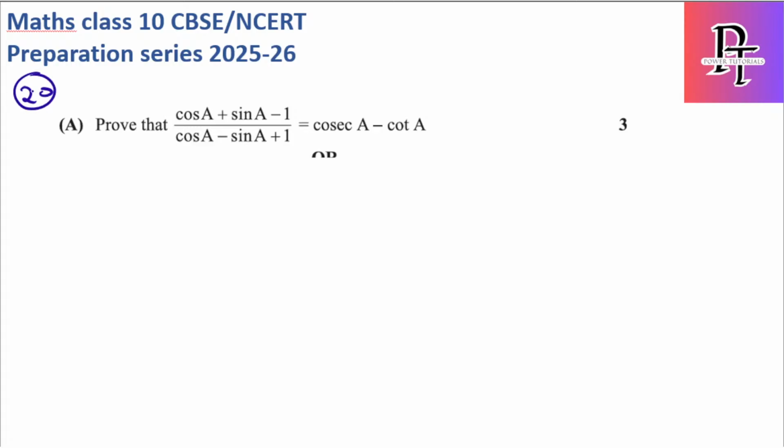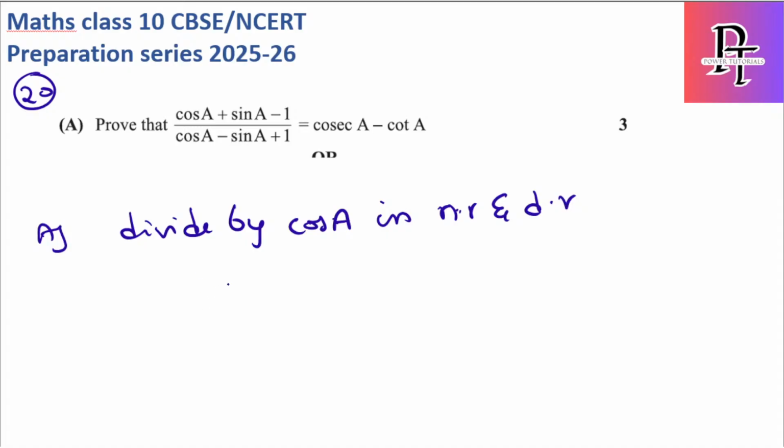This is a 3 marks question. Cos a plus sin a minus 1 by cos a minus sin a plus 1. I want to prove it equals cosecant a minus cot a. Okay, so let's divide by cos a in numerator and denominator. Now this becomes cos by cos is 1, sin by cos is tan. Okay, I want cot, not tan. Sorry, let's change it. Divide by sin because I want cot on the other side.